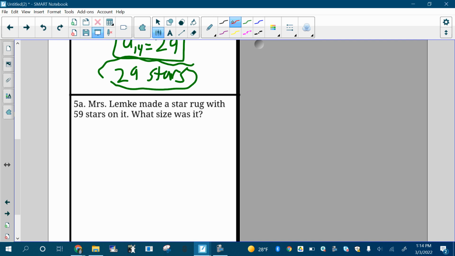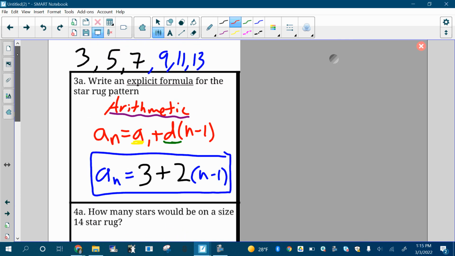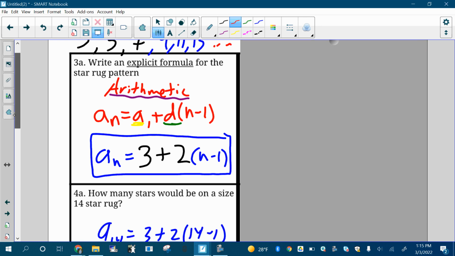It's saying, she made a rug that had 59 stars on it. What size was it? So she's telling you that 59 shows up somewhere in the pattern. She's asking you, where does it show up? How far down the pattern does it show up?